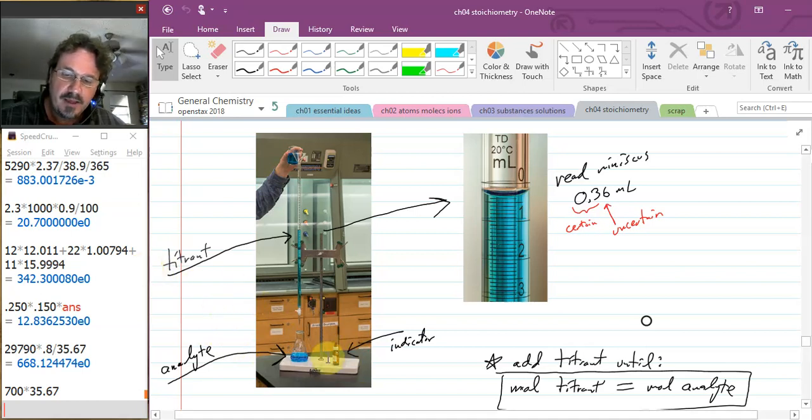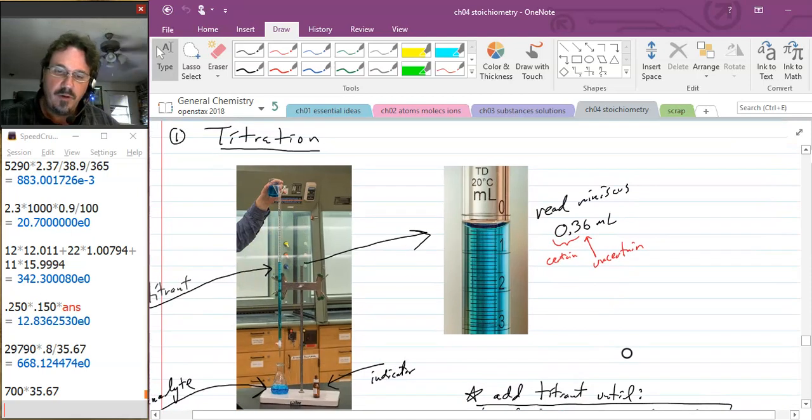Indicator bottle, I guess that's what this is down here. We add a couple drops of that so it does a nice color change at the end point so we can know when to stop adding my titrant. Right? And finally, you've got to measure the quantity that you've added, the change in volume. Right? And I'm just going to put this up here to remind you.